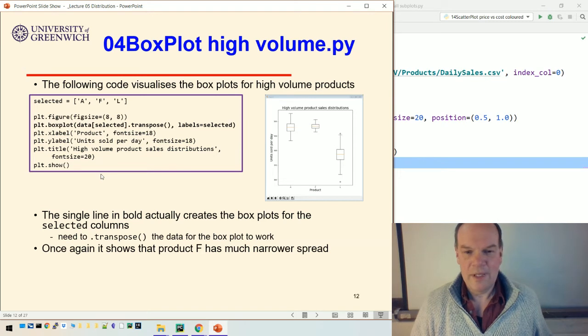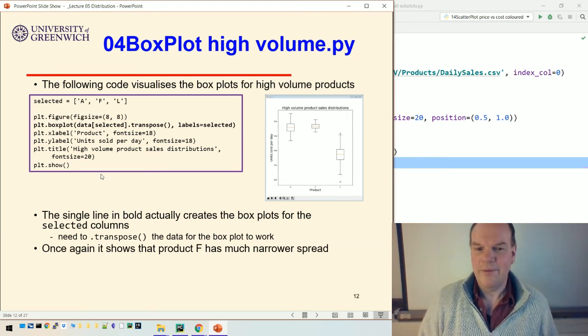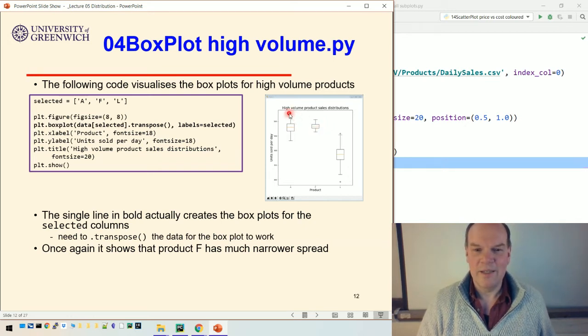Okay. Once again, it's showing that product F, this one in the middle here, has a much narrower spread than product A or even product L. And it's also showing that product A has got a lower median. So I think if you remember, F is the highest selling product because the median's higher. But there are some days, because of this whisker, you can see here it's higher than the whiskers from F. That means there are some days when A outsells F.